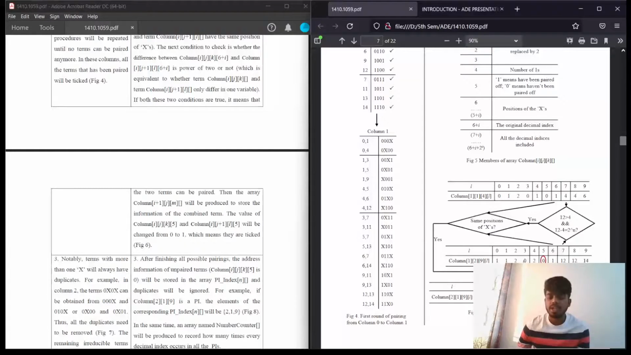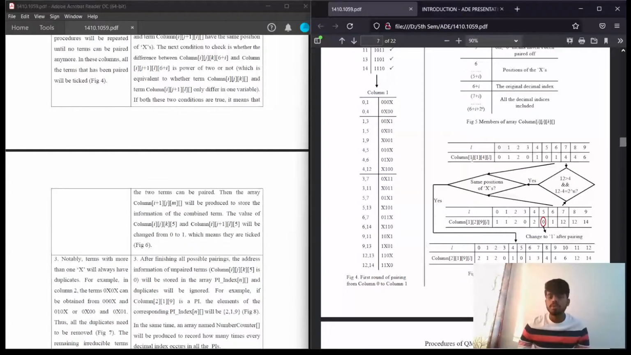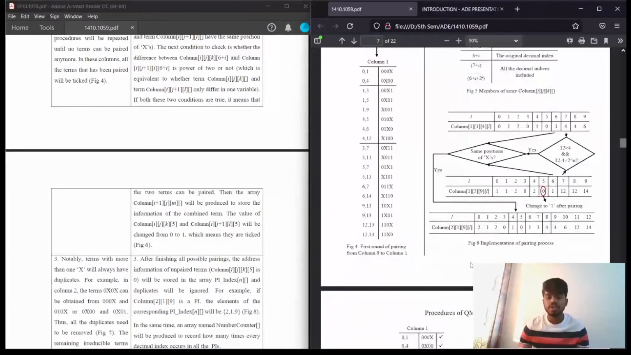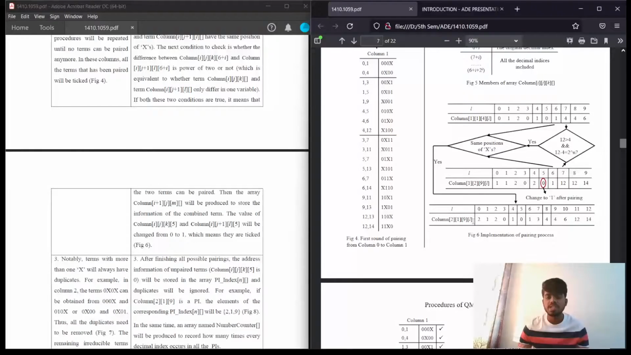So how is this pairing written over here? Remember, this whole thing was in column 1. After finishing column 1, the paired terms from column 1 are shifted to column 2. So coming over here, it's written as column 2, and the number of ones is 1. And it's the ninth term in this particular column 2. And how is the term represented?